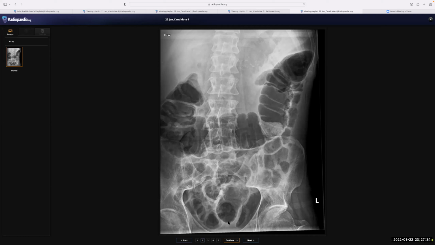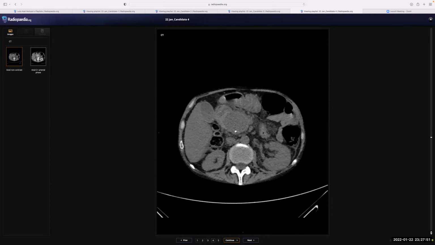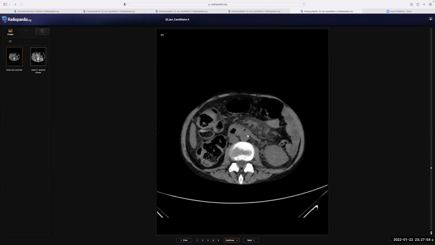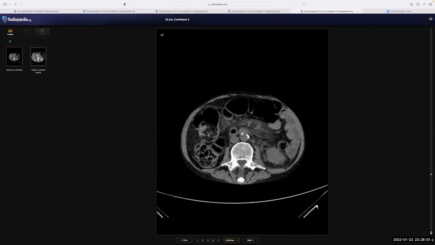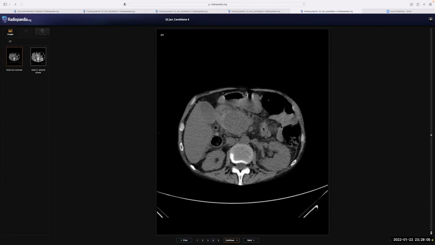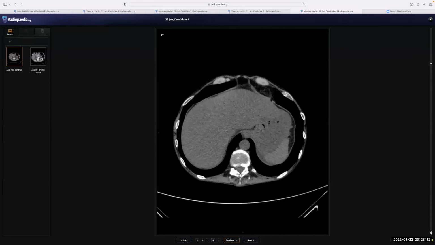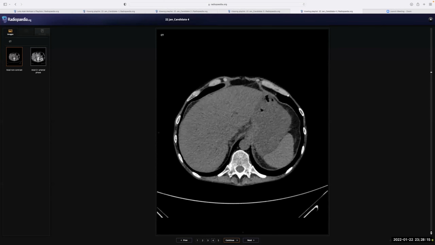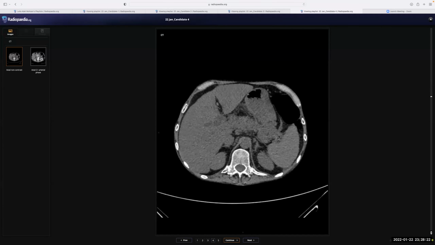First, I will go ahead with the contrast enhanced CT scan if the patient's renal functions are okay. So is this a contrast enhanced or an unenhanced CT scan of the abdomen? I am going cranially and I can see that the contour of the liver appears normal. It is not showing significant nodularity to suggest cirrhosis.